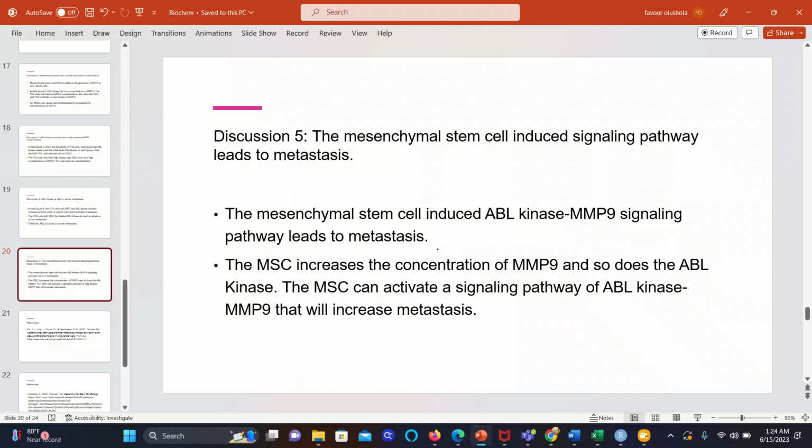So we see that MSC will increase concentrations of MMP9, and so does the ABO kinase. And this MSC is able to activate the signaling pathway for ABO kinase and MMP9 to work together and then cause metastasis of lung cancer.